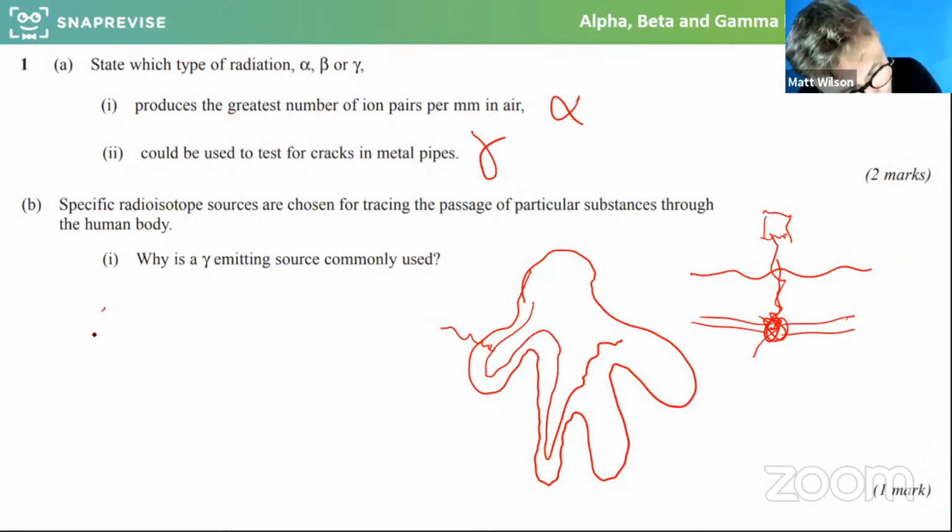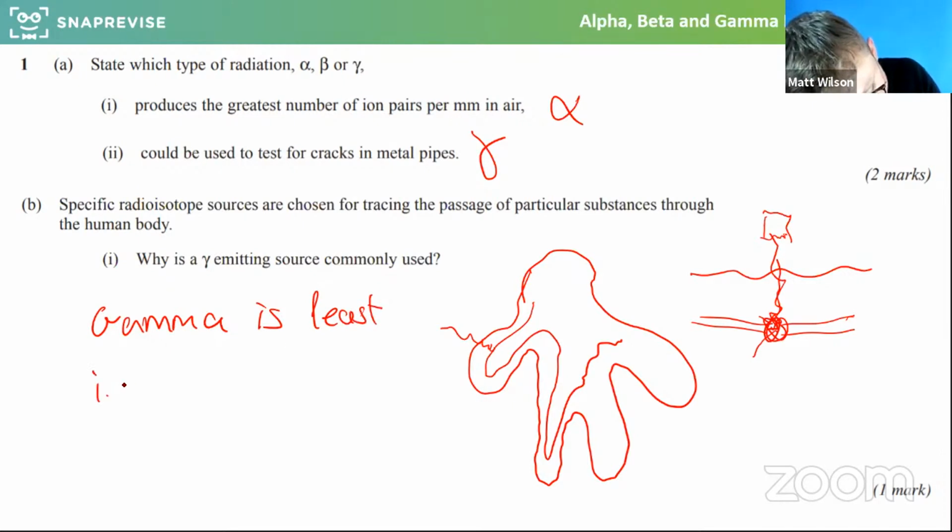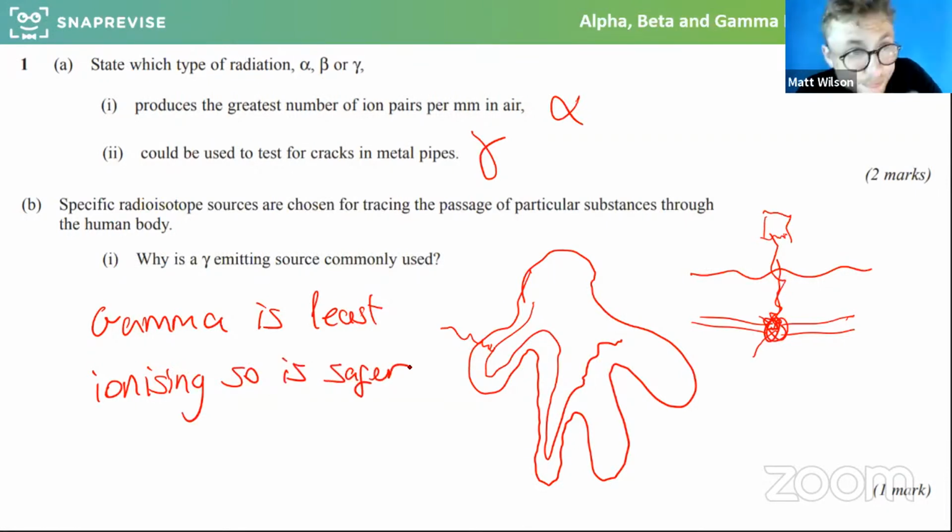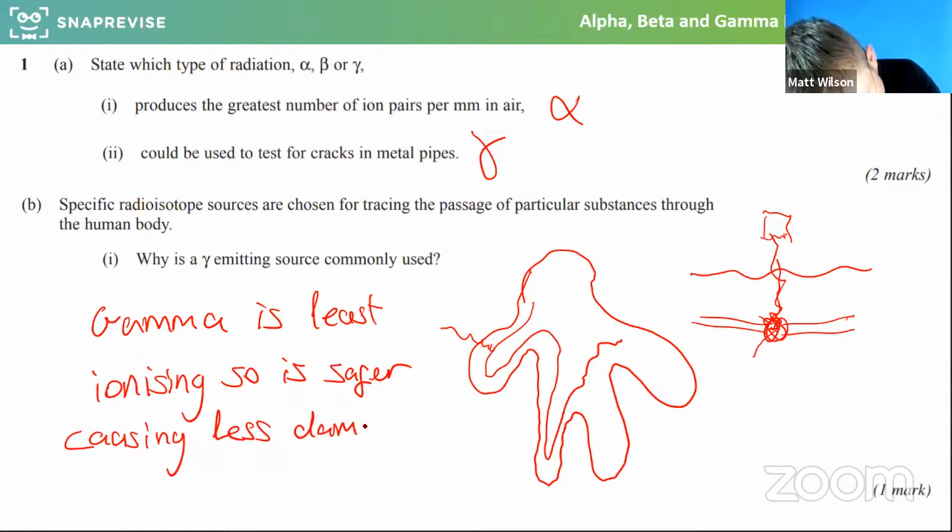So gamma is least ionizing, so is safer, causing less damage to the body.